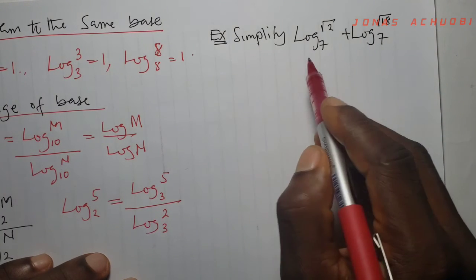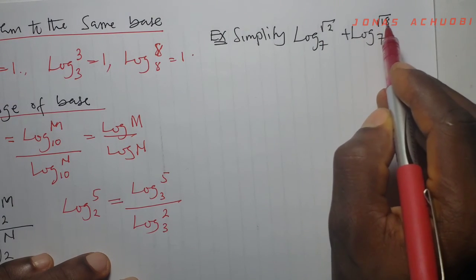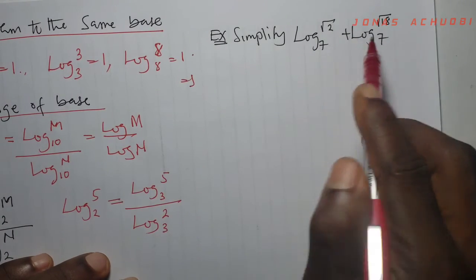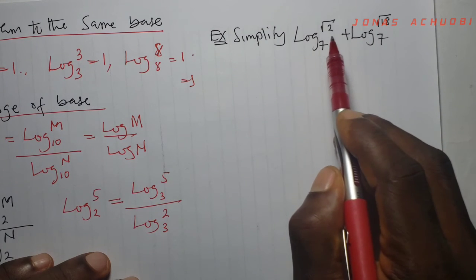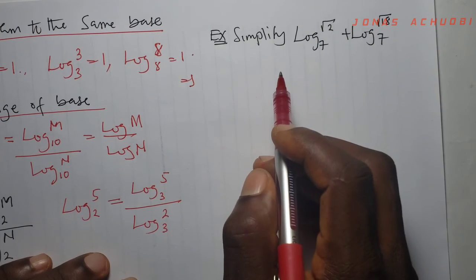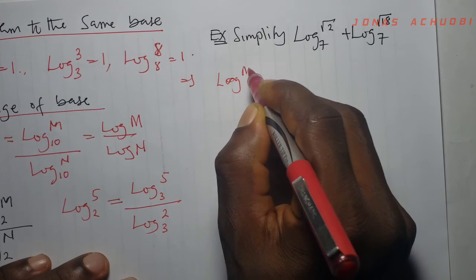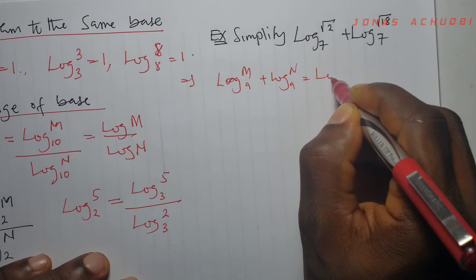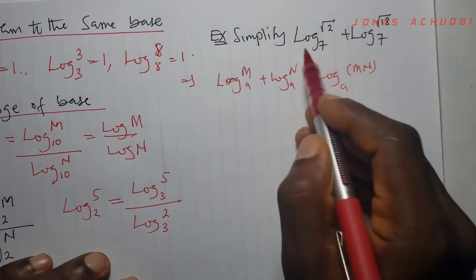Example: simplify the log of root 2 base 7 plus the log of root 18 base 7. So we're going to apply the laws. There's a law I'm seeing here already. This is the sum of two logarithms. So what comes to my mind is the first law of logarithm, the addition product law. You should recall that we know already that the logarithm of m in base a plus the logarithm of n in base a is the logarithm of the product mn in base a. So I see that here.